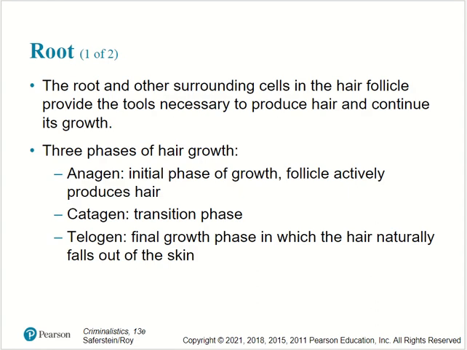The root and other surrounding cells in the hair follicle provide the tools necessary to produce hair and continue its growth. Three phases of hair growth: anagen, the initial phase of growth, in which the follicle actively produces hair; catagen, the transition phase; and then telogen, the final growth phase in which the hair naturally falls out of the skin.